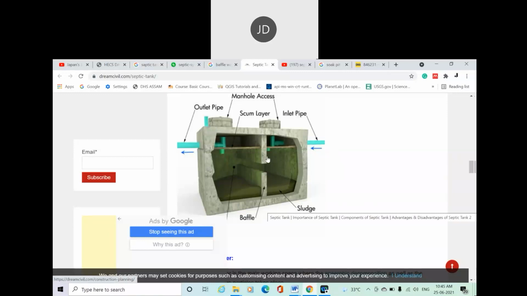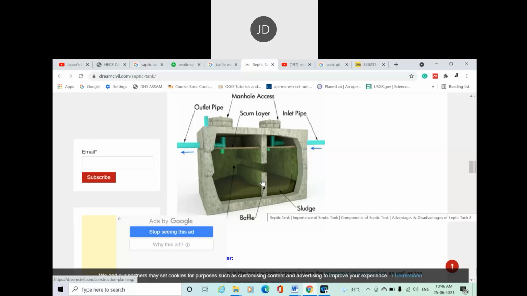Nearby the inner chamber there will be a buffer wall construction. This is a buffer wall. Basically the buffer wall is constructed here to maintain the proper flow of the wastewater into the different chambers, and to make sure the scum layer is not disturbed. We should not disturb the scum layer because the decomposition of the waste is going on in this layer. This is the scum layer. We should not disturb this layer, so this buffer wall is created here.